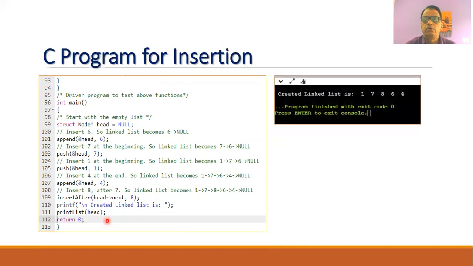So when you execute this program by making use of any online C compiler, then you will find that the linked list will be printed, and the linked list that is printed is 1, 7, 8, 6, and 4. So exactly you will find that according to the operations that we have performed, the contents of the linked list will be printed on the screen.